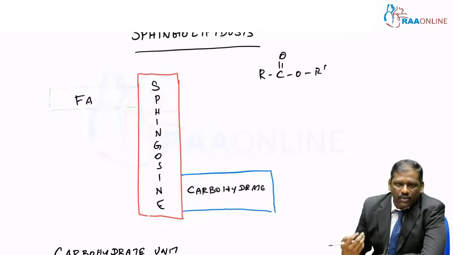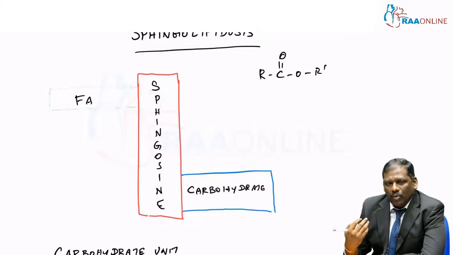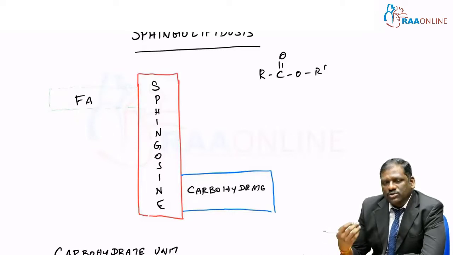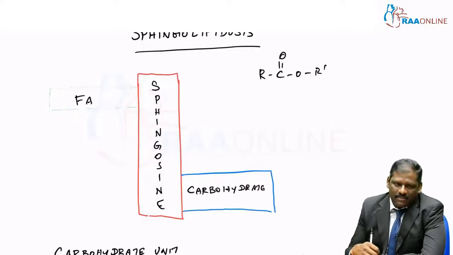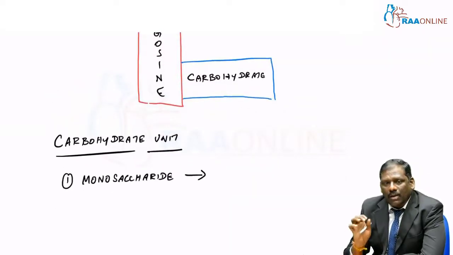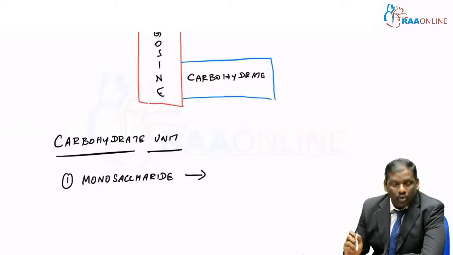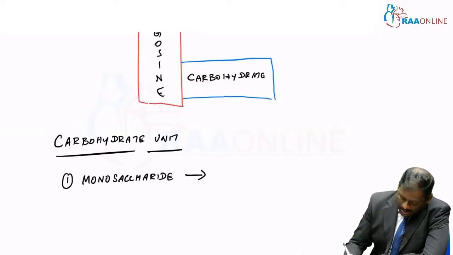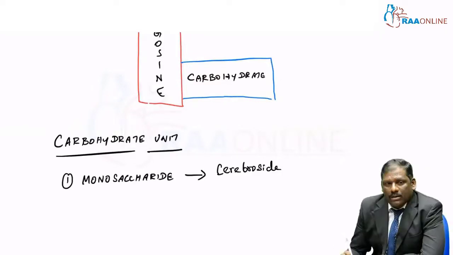This carbohydrate unit could be a monosaccharide, or an oligosaccharide, or an oligosaccharide associated with sialic acid. According to that, the name changes. For example, if that carbohydrate unit is a monosaccharide, then this is called a cerebroside.